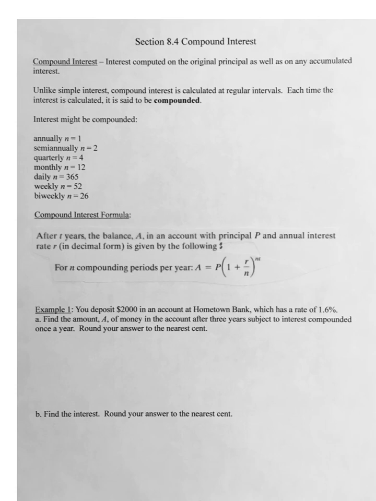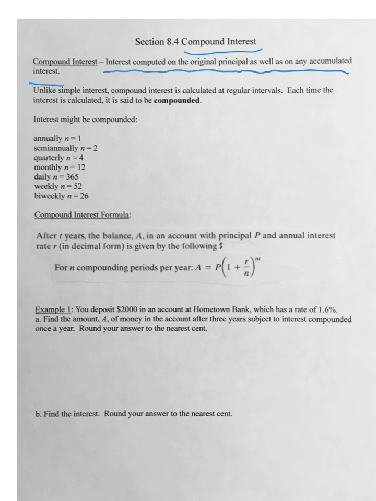In this video, we are going to discuss compound interest. And with compound interest, the definition is on the top of the screen. That is when interest is computed on the original principal as well as on any accumulated interest. You could have compound interest in a debt situation, money you owe, or you could have compound interest where it works in our favor, with investments or retirement plans.